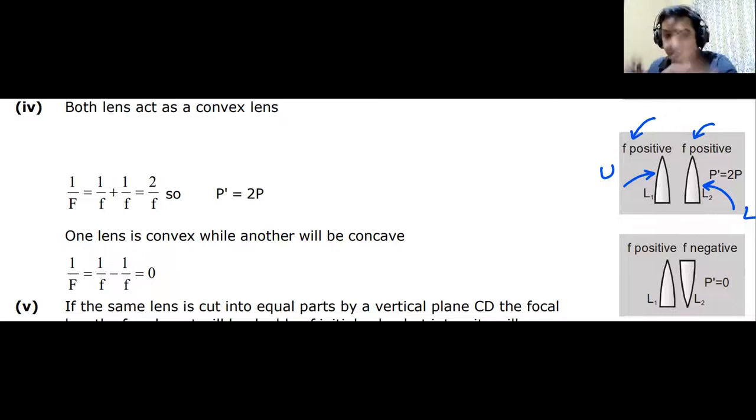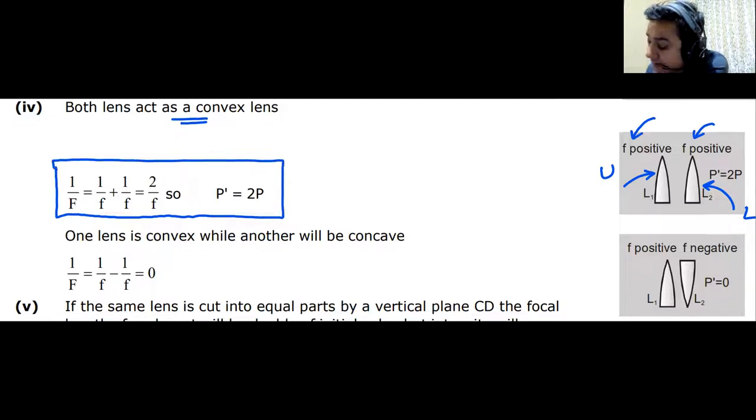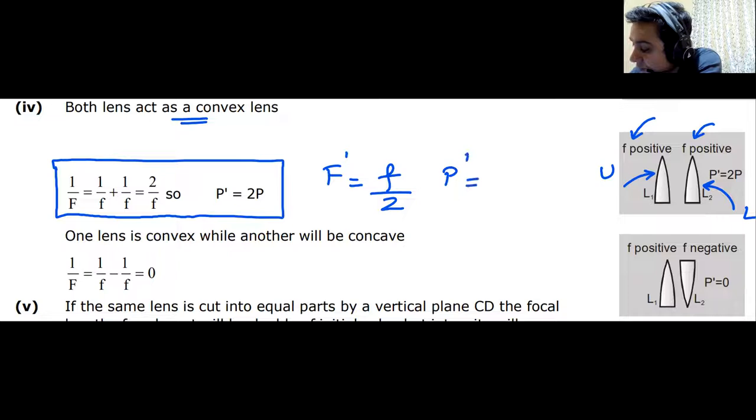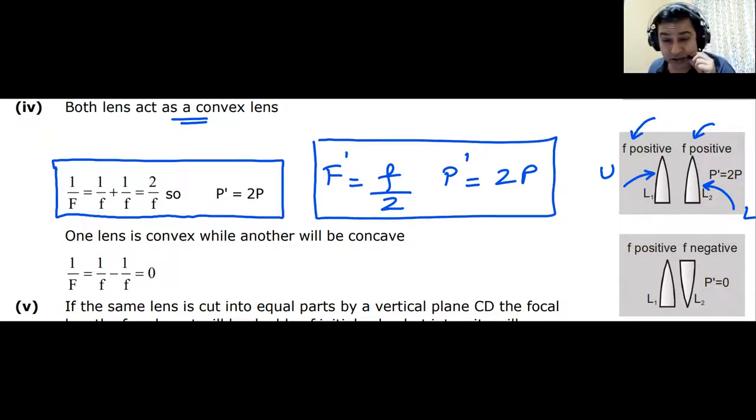Now, if you put both of these like this, and we have seen that 1 by F will be equal to 1 by F1 plus 1 by F2. In this case, if I put both the lenses in contact, the focal length of the combination will become f by 2, the focal length f dash, and the power of the combination will become 2 times the power. Do we understand this? If I cut a lens into half and put both the halves together in this fashion, erect, then the focal length of the combination will become f by 2, and the power of the combination will become 2 times P.